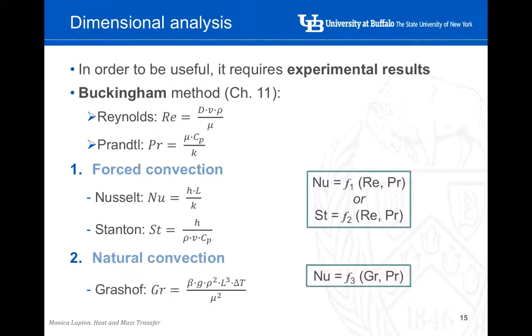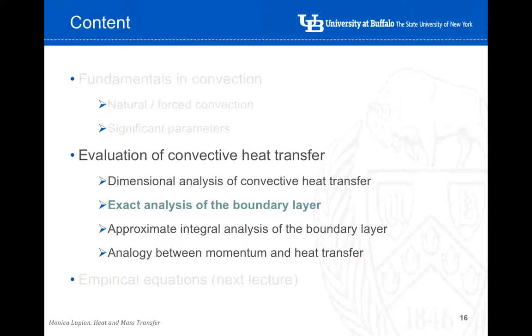In the case of natural convection, instead of using the Reynolds number, we define a new dimensionless number which is called Grashof. This Grashof number, you have the expression here. I will tell you more about this Grashof number in a minute. What about if we do an analysis of the boundary layer?